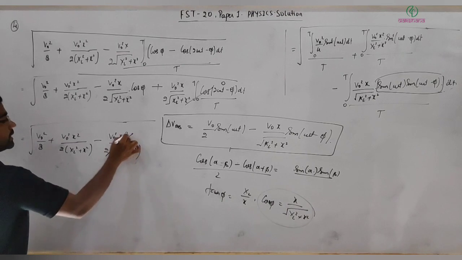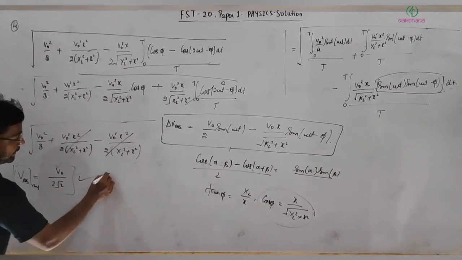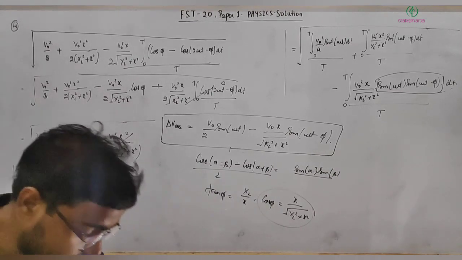You can see the negative and positive cancel out, so finally the RMS value is V naught divided by 2 root 2. That is the RMS value of VAB. This is our final result, and let's check the options now.